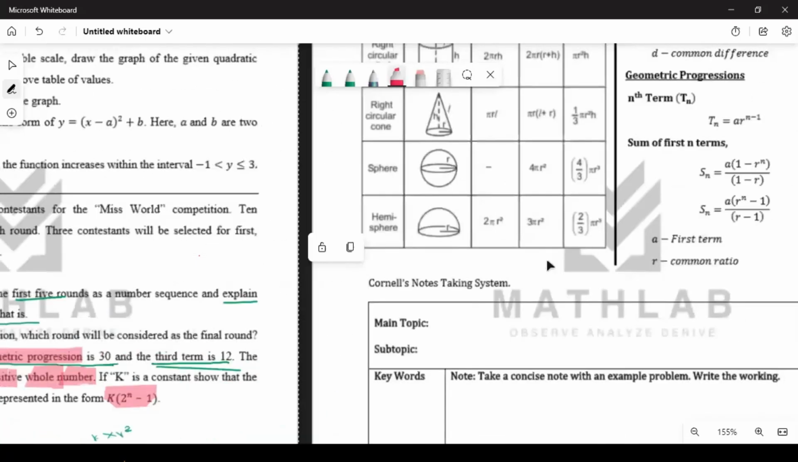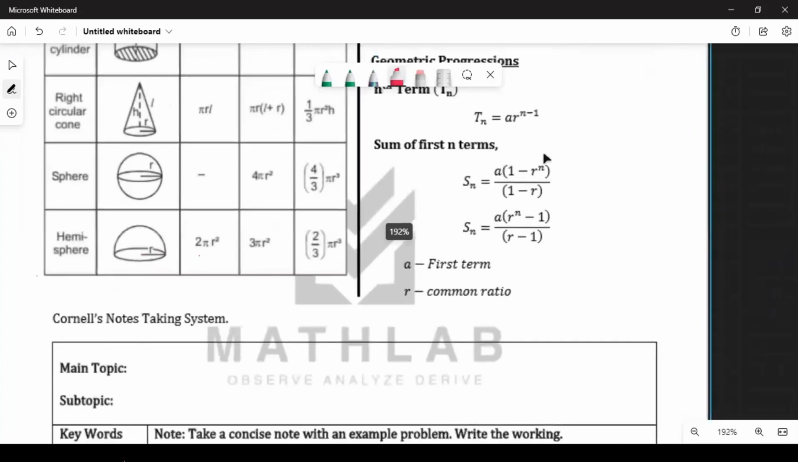The sum of the first n terms of a geometric progression can be calculated using one of these formulas. If you want, you can use either. I'm going to use the first formula: Sn, the sum of n terms, equals A times r to the power n minus 1 divided by r minus 1. I want the sum of the first n terms.